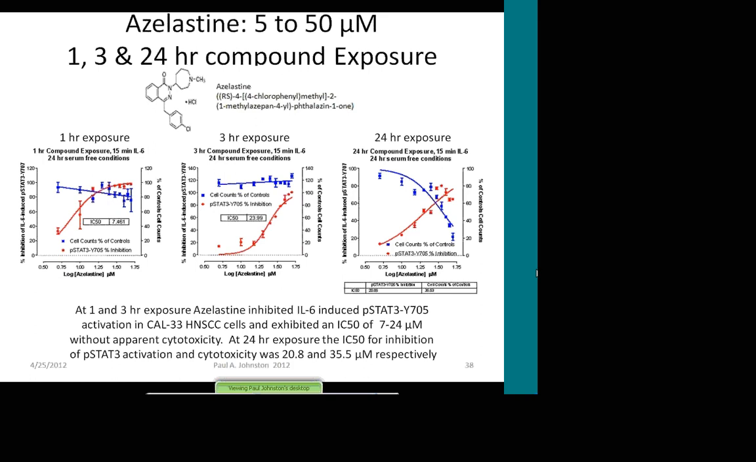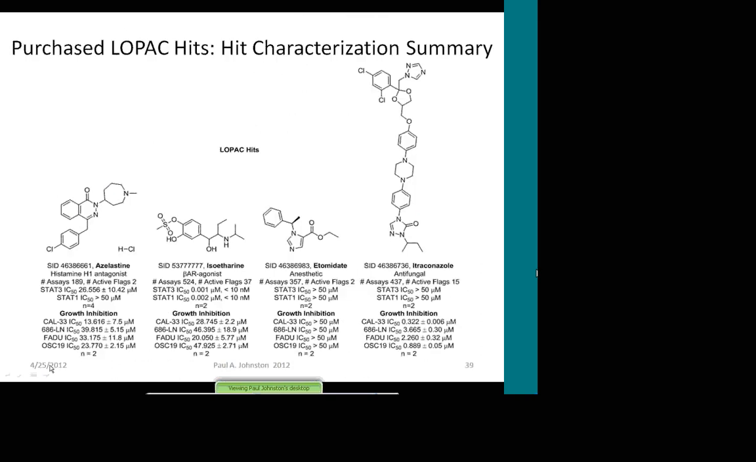So based on these data and the earlier data with the IL-6, we changed our screening strategy, and we decided that we would go with a 3-hour compound exposure rather than either the 1-hour or the 24-hour that we had done for the LOPAC screen. And we thought that this was a good compromise. So we identified more inhibitors, but did not have to deal with a higher level of cytotoxic compounds.